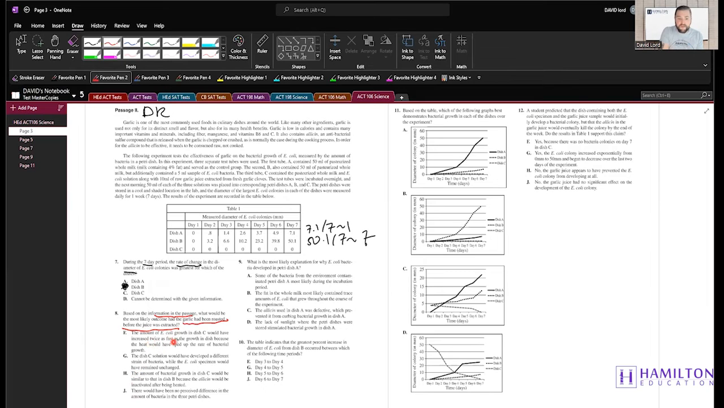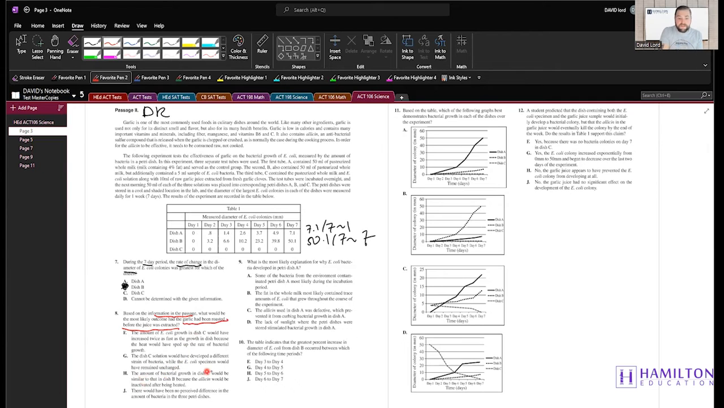So F says the E. coli growth would have increased twice as fast because the heat would have sped up, so I might be looking for heat. G, the dish C would have developed a different strain of bacteria. Based on my understanding of biology, that seems unlikely because roasting garlic doesn't make a new species of bacteria come about, but we'll look for that.